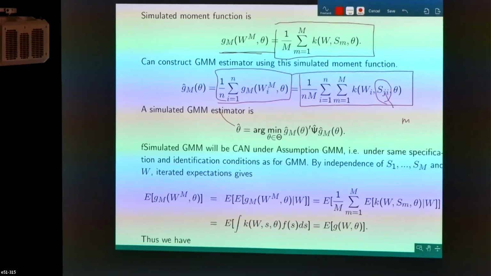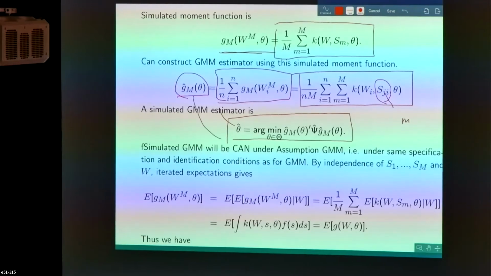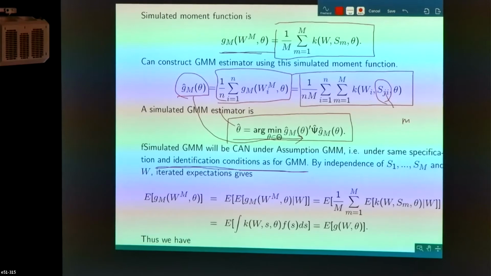A simulated GMM estimator is just GMM with this as the moment function. You just minimize the quadratic form. It's consistent and asymptotically normal under the same assumptions as GMM, same specification, and a really nice and useful property is that the identification conditions for simulated GMM are identical to the identification conditions for the true moment function. Simulation doesn't affect identification in any way at all.